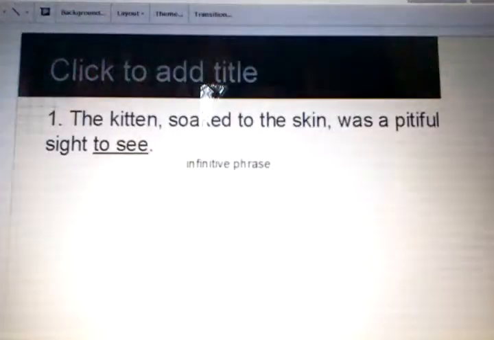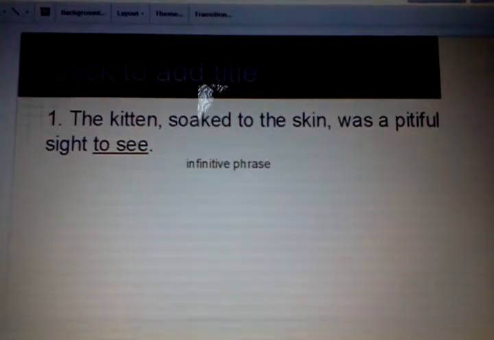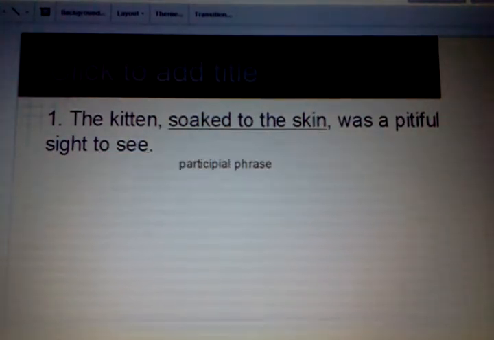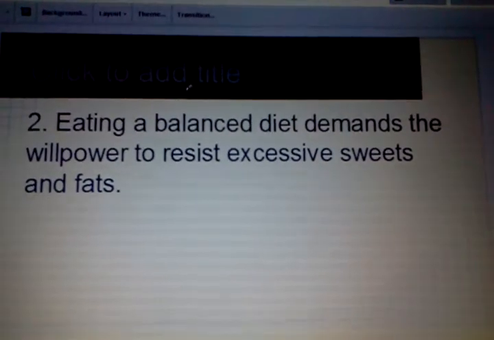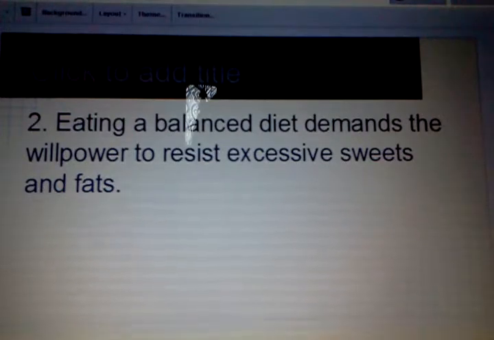Okay, so we did this one, to see. And then sentence number 1 has a participial phrase, soaked to the skin, because see how soaked ends in ed? Soaked to the skin. That is a participial phrase. Sentence number 2, eating a balanced diet demands the willpower to resist excessive sweets and fats. Do you see two phrases?